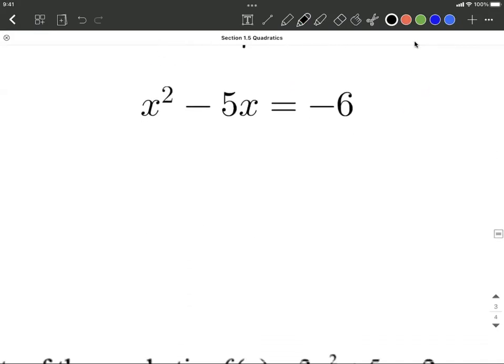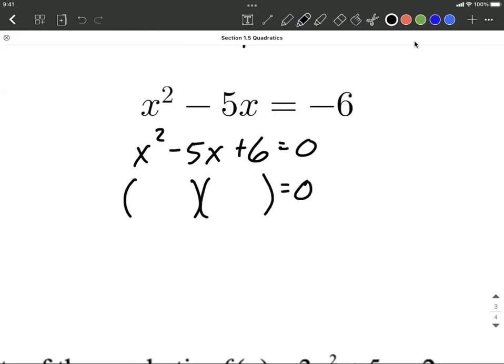Let's do something very similar on this one. So getting started, you get 0 on one side. So in this case, we're going to add 6 to both sides. I don't have a greatest common factor besides 1 for all 3 of the terms. So I'm going to jump right into seeing if I can factor this as 2 binomials.